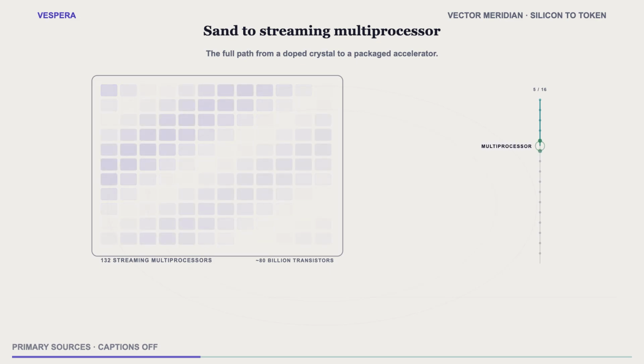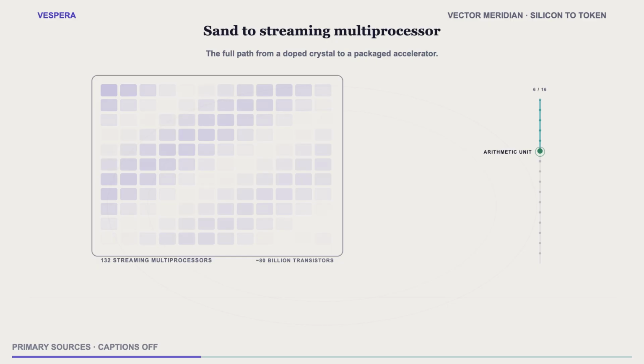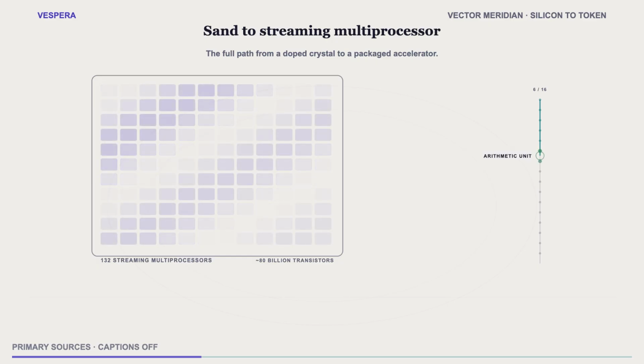Group SMs into clusters, add a large shared L2 cache, and put memory controllers around the edge connecting to the HBM stacks. That is the die, around 80 billion transistors of it, fabricated on a 4-nanometer process, roughly the area of a large postage stamp.